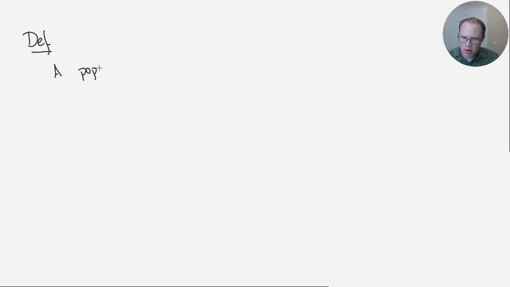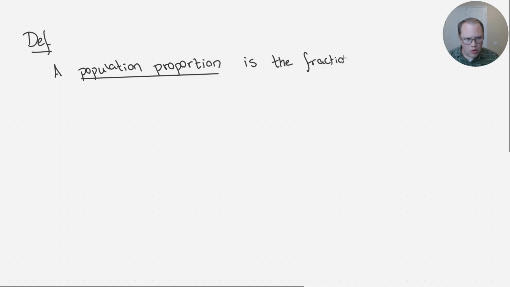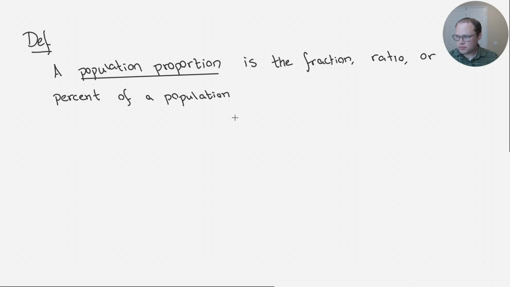A population proportion is the fraction or ratio or percent of a population that possesses some characteristic.